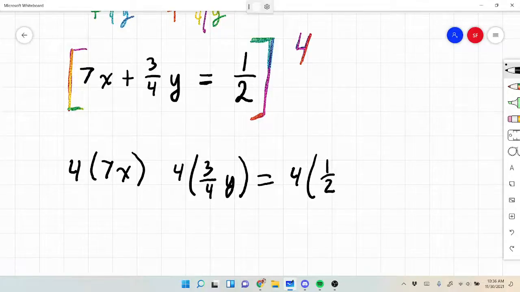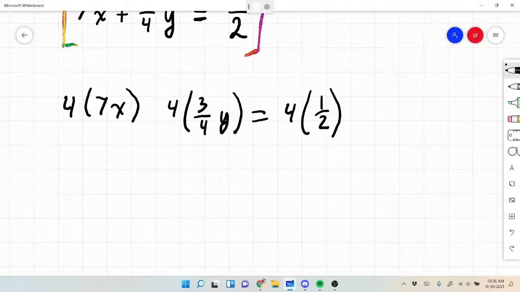So this is what we're doing. We're distributing that 4 on everything. And then 4 times 7x is 28x, like you already said. It's a great job. So 28x. Oh, forgot to bring down the plus. Oops.